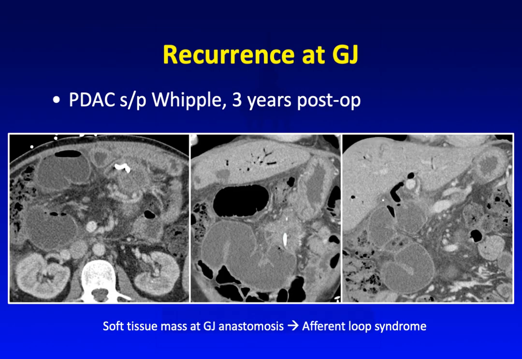This other patient had recurrence at the gastric jejunostomy, in which you would notice that there's moderate dilatation of the afferent loop, and when you trace the afferent loop to the anastomosis with the stomach, you see that there's this enhancing soft tissue mass right along the suture line. And this is causing some degree of obstruction, causing afferent loop syndrome.